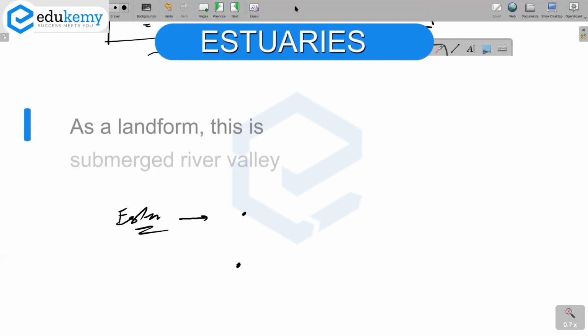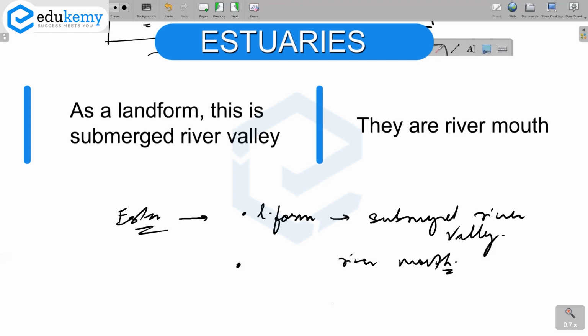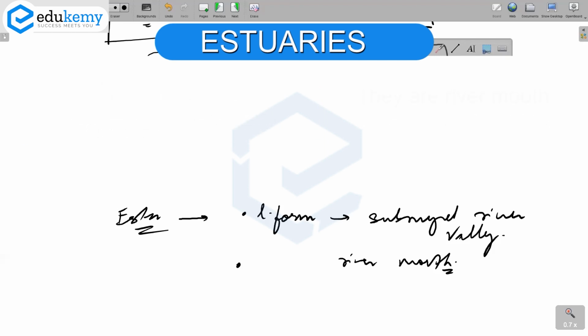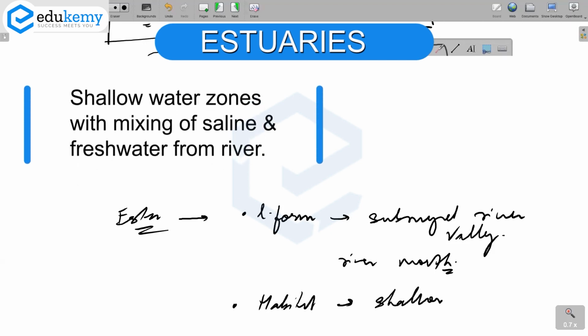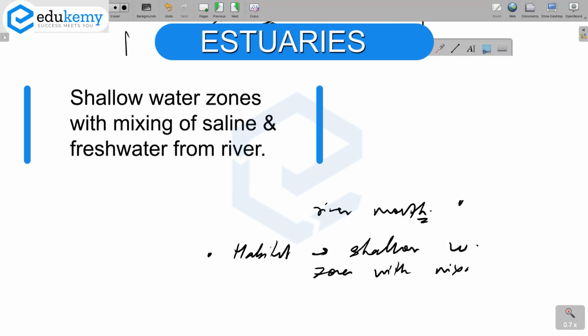One is estuary as a landform. As a landform, these are submerged river valleys. They are river mouths, if you talk in terms of landforms. If you talk in terms of habitats, these are shallow water zones with mixing of saline and fresh water from the rivers.